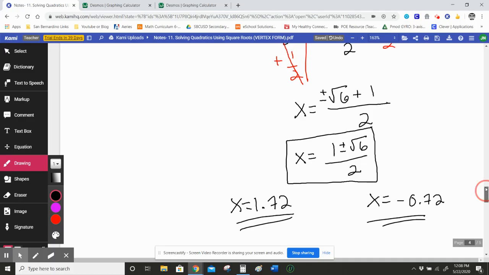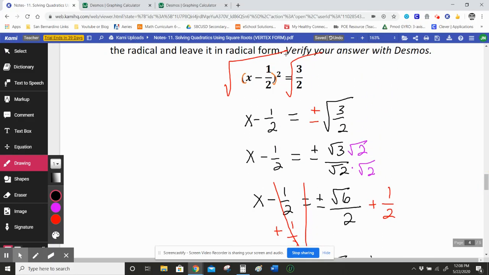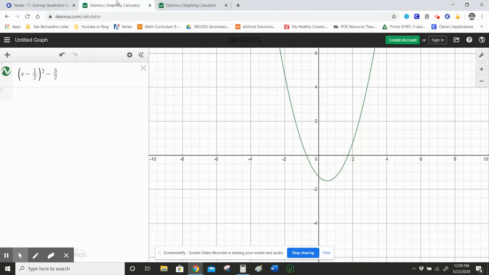So when I graph this with Desmos, it is not set equal to 0, right? We got to move that 3 over 2 to the other side. So what I actually write down is x minus 1 half squared minus 3 over 2, because that part is set equal to 0. That'll graph it in decimals, and it'll give me my two roots. This is the parabola that it gives me, so it should have two intersections. It should cross twice. The first intersection is here at negative 0.725, and the second intersection is here as 1.725.